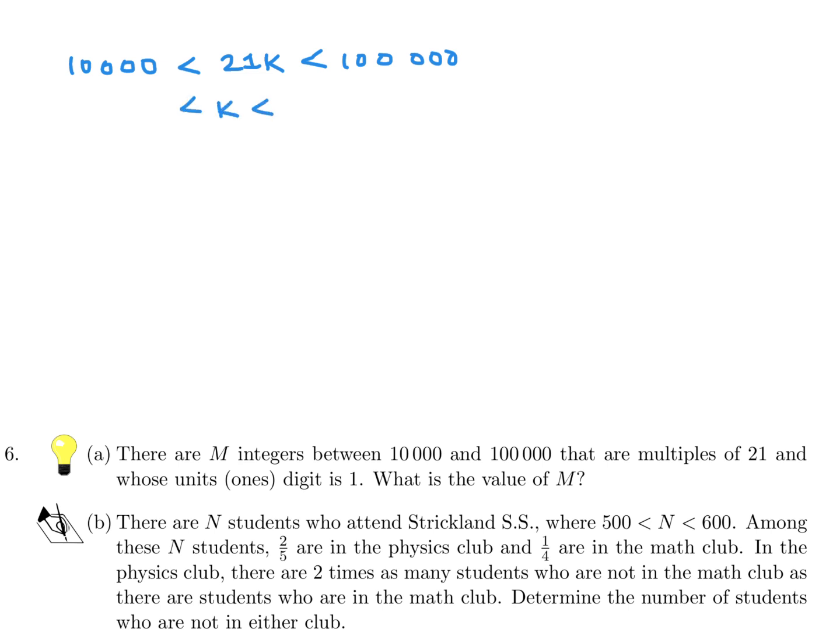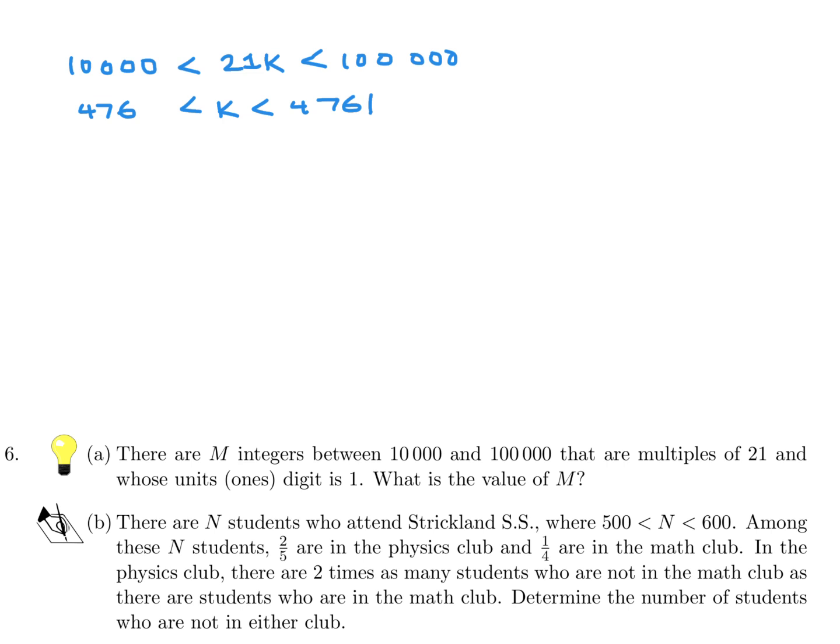We get approximately 476 on this side and 4761 on this side. So that means every multiple of 21 where k is between 476 and 4761 would initially qualify for that first criteria, that they're multiples of 21. But then we eventually have to look at that second criteria, which is that they have a units digit of 1.